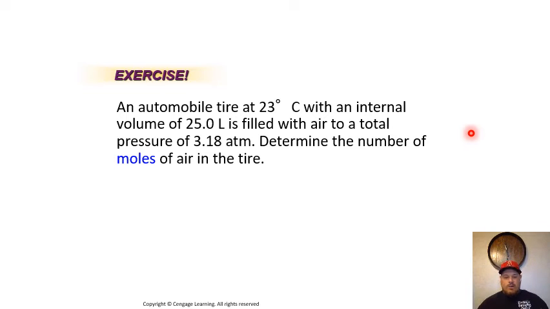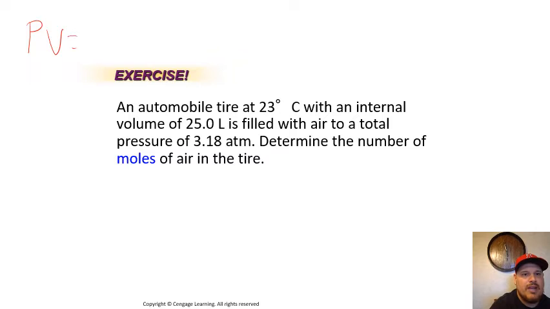Okay, so let's get to our first example here. An automobile tire at 23 degrees Celsius, think about that, with an internal volume of 25.0 liters is filled with air to a total pressure of about 3.18 ATMs, and it wants to determine the moles of air in the tire. So the first thing that I'm going to do, right, is write down my equation. I'm going to put it up here because I'm going to move things around.